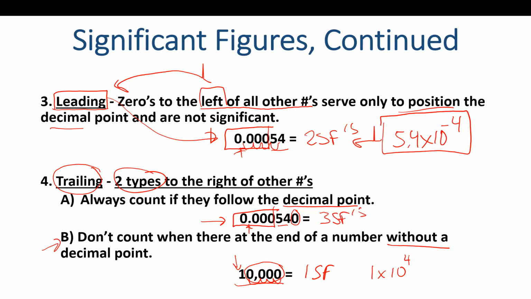If we were to write this in scientific notation, we would still use the rules for scientific notation and the rules for sig figs. We would move the decimal over 1, 2, 3, 4. So this would be 5.4, but we would add the trailing zero because it actually took place after a decimal, times 10 to the negative 4. And in this example, there's actually 3 sig figs. Why? This trailing zero after a decimal.